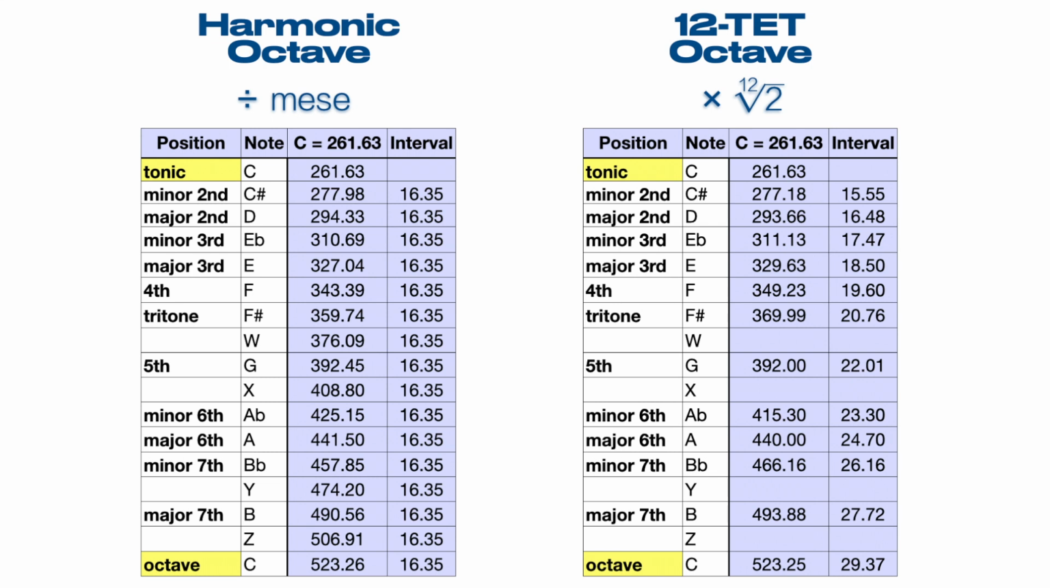The harmonic scale has equal intervals, in this case 16.35 Hz. The equally tempered scale intervals increase at a steady rate, and that increase is based on an equal ratio of adjacent frequencies, producing intervals that start out at 15.5 and end at just over 29 Hz.